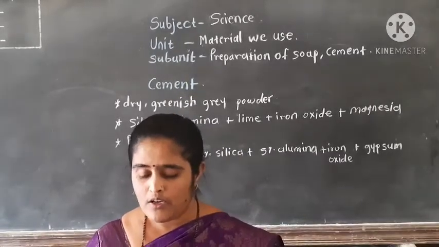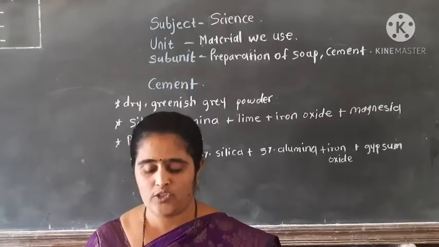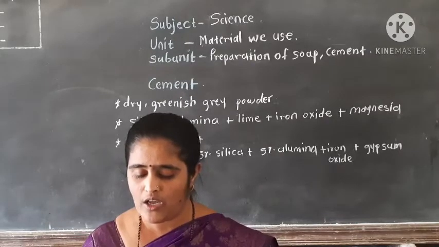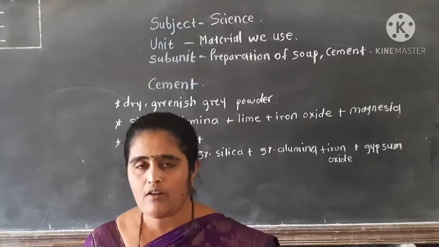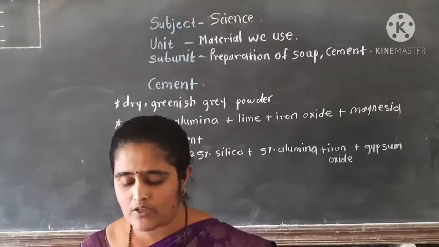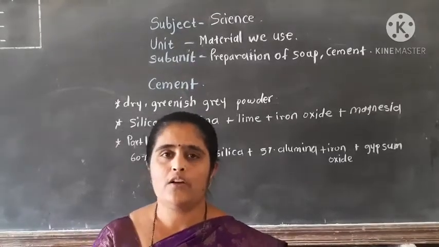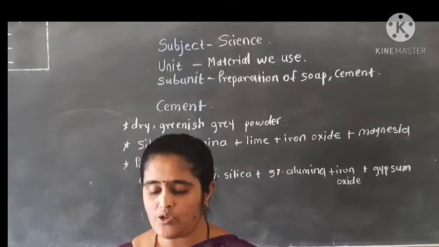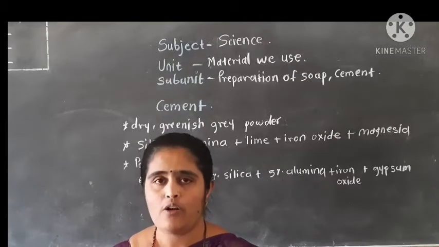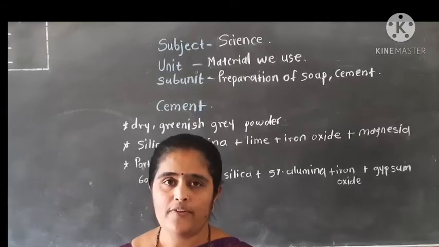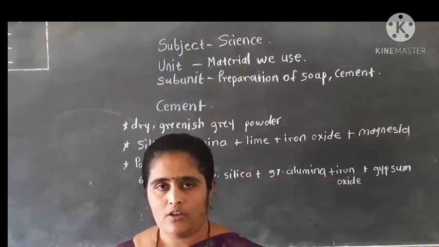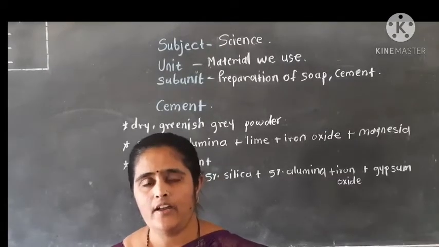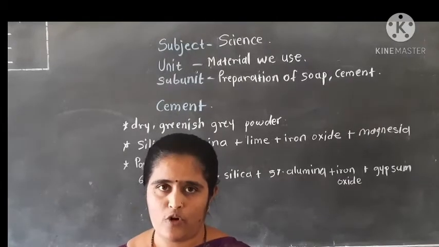Question number 2 is: write answers to the following questions. The first question is: how does the use of detergent help to clean soiled cloth? The answer is: detergents are used to clean dirt and oily stains on our clothes. The molecules of detergents have a long structure; one end of the molecule holds the oil particle and the other end holds the water molecule.